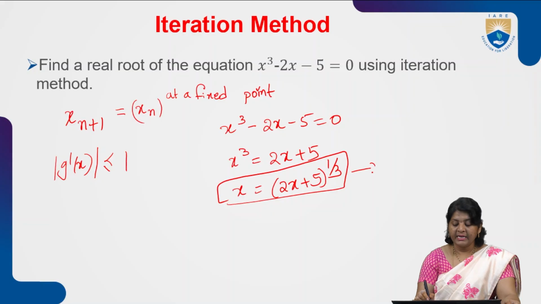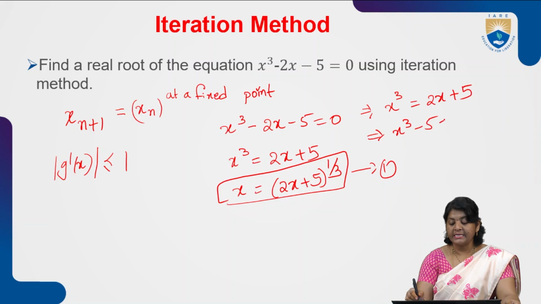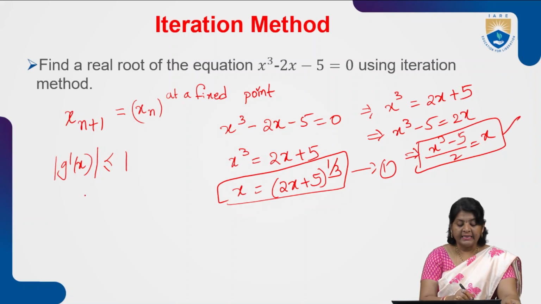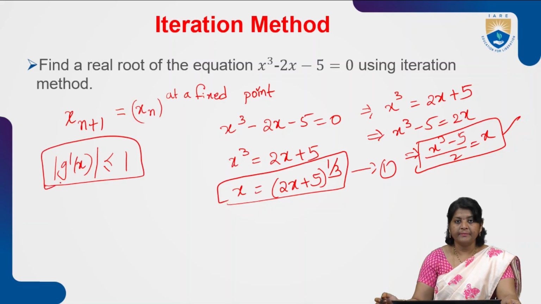Instead of this, if we use another method, x cube is equal to 2x plus 5, so x cube minus 5 is equal to 2x, and x cube minus 5 by 2 is equal to x. If we rearrange the given equation in this format, then this condition will not be satisfied.